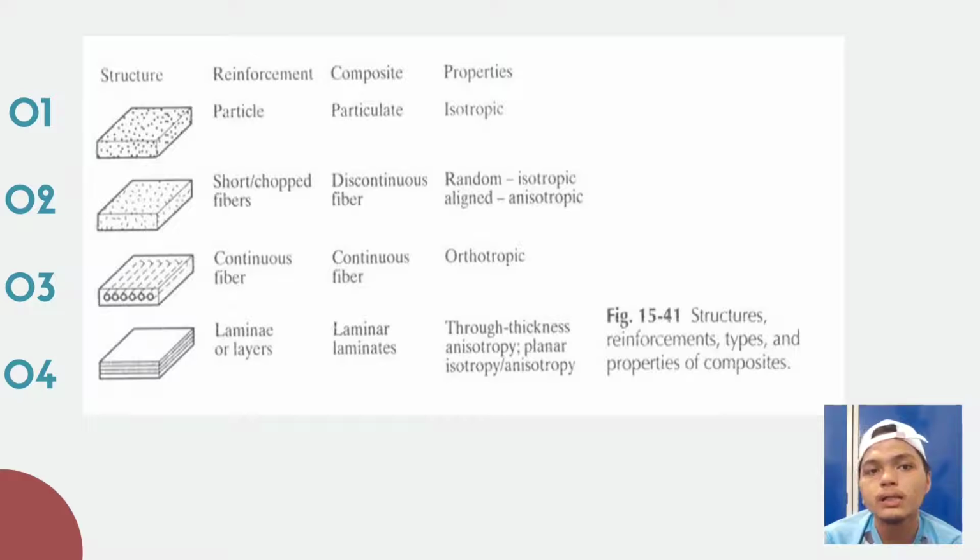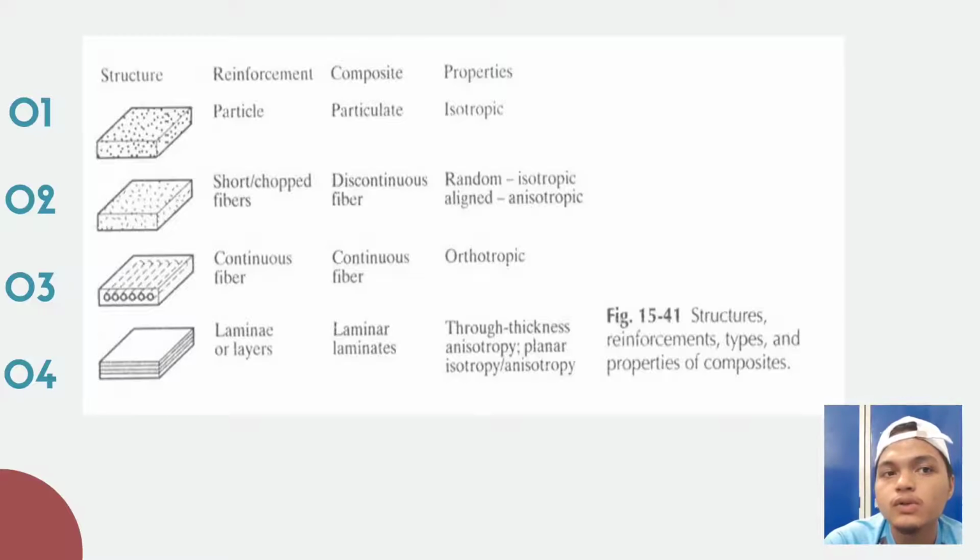and aligned anisotropy. For the third picture, the reinforcement is continuous fiber, and the composite is also continuous fiber, and the property is orthotropy. For the fourth and last diagram, the reinforcement is laminar or layers. The composite is lamina laminates, and the properties are through-thickness anisotropy, planar isotropy or anisotropy.